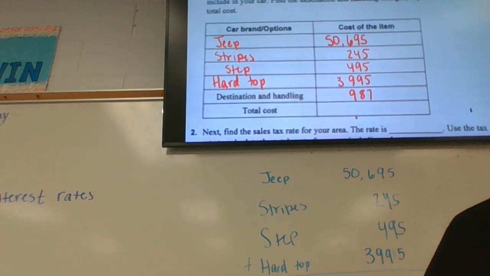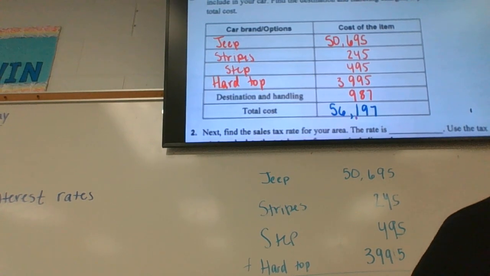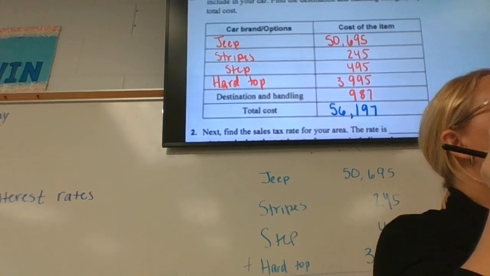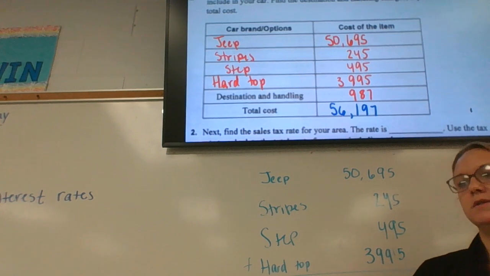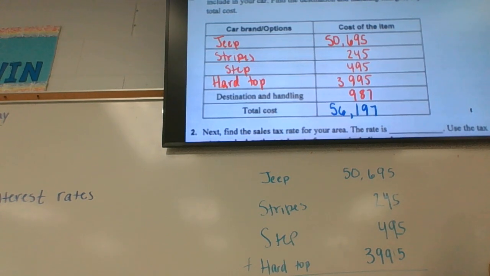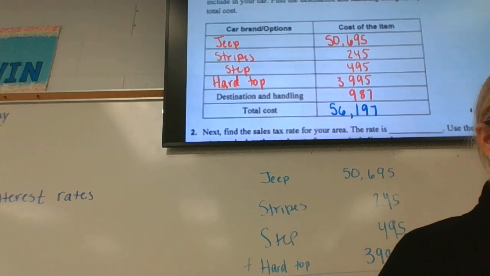Okay, so the total cost I'm gonna work with for my math is 56,197. So if you lived at home and you went to USF to get a 4-year bachelor's degree, it probably cost you like 30 grand. So this Jeep costs more than a bachelor's degree here in Florida. So it's a big investment.